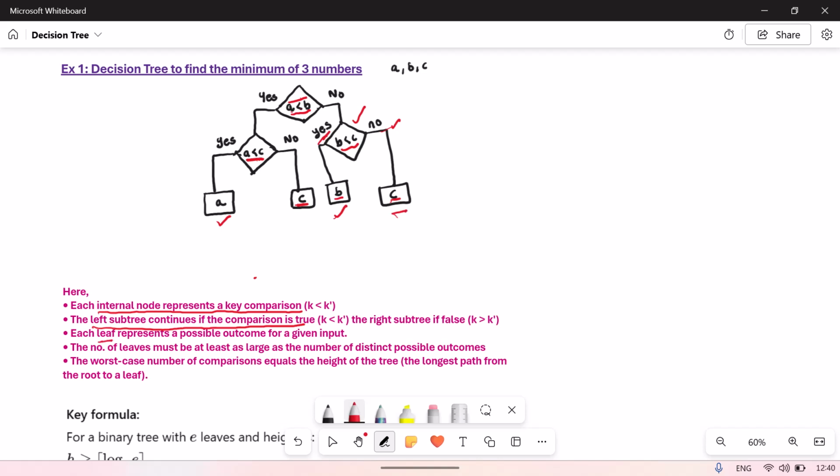And each leaf represents a possible outcome for a given input. The number of leaves must be at least as large as the number of distinct possible outcomes. So here there will be three possible outcomes: either A is the smallest, B is the smallest, or C is the smallest. And the worst case number of comparisons equals the height of the tree, because you will do the comparison, right? That will become the height of the tree. The height will be the total number of levels minus 1.